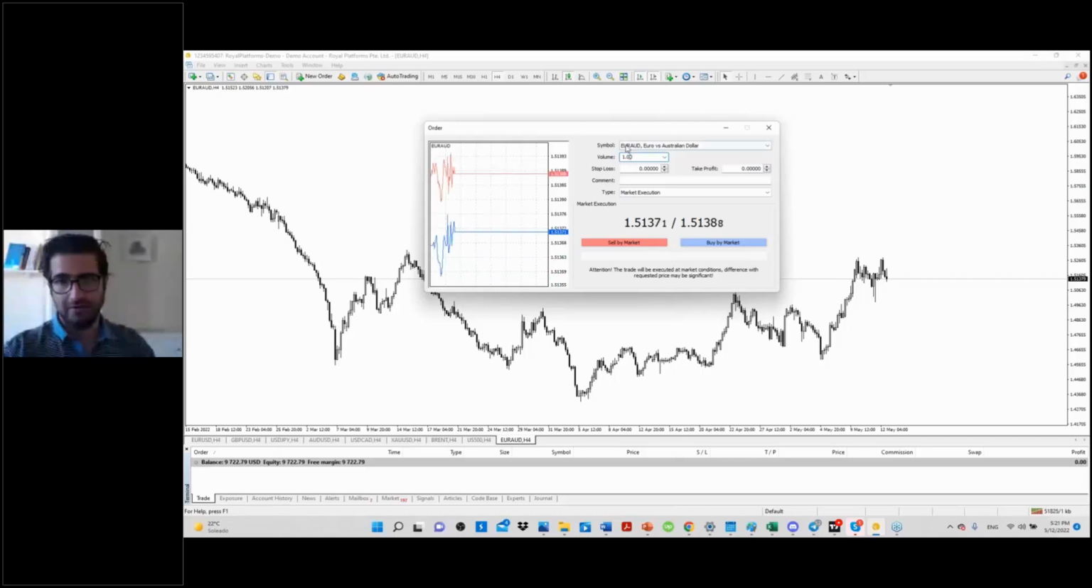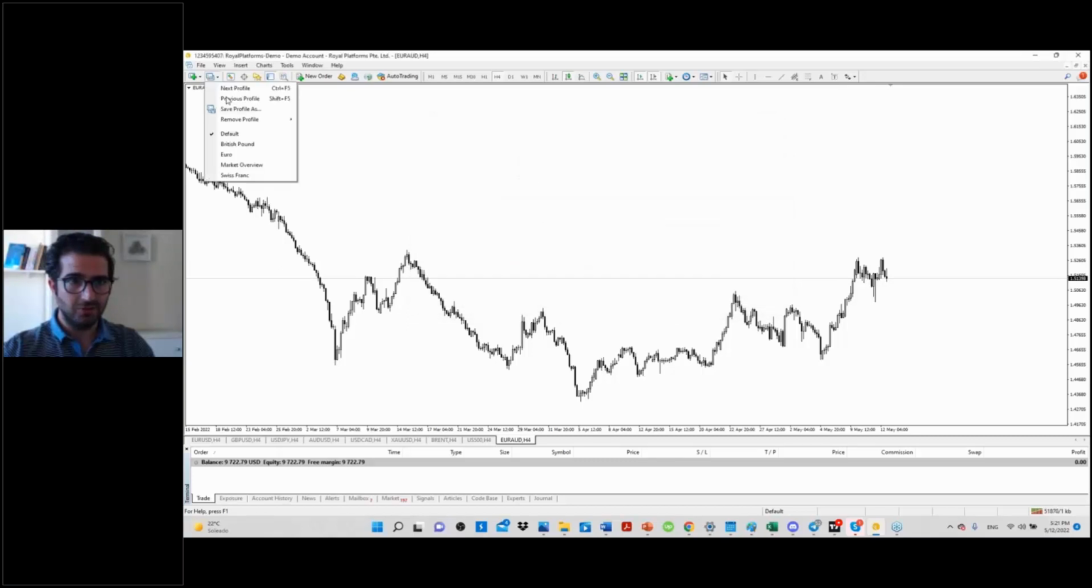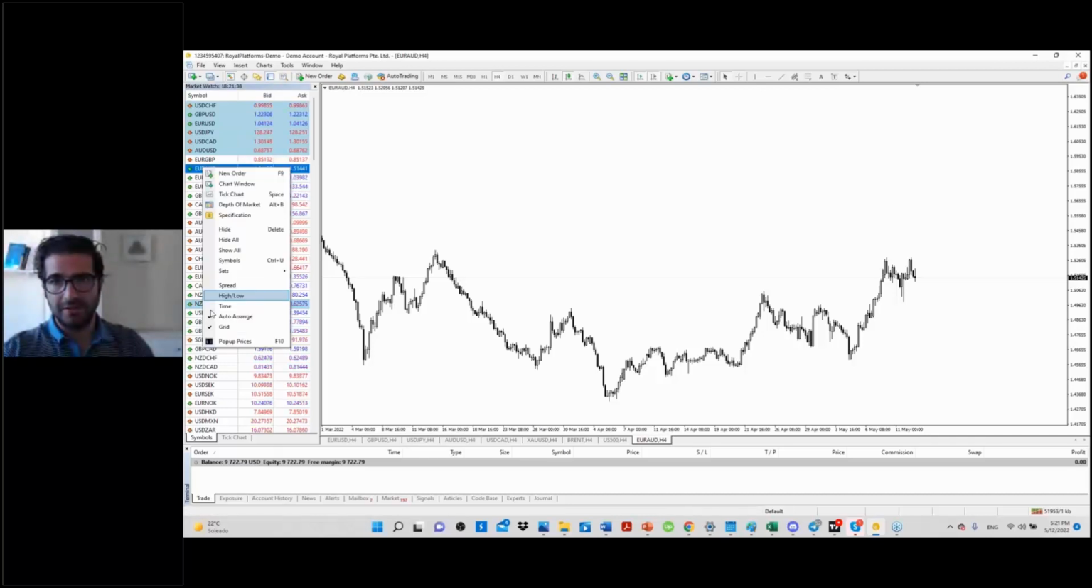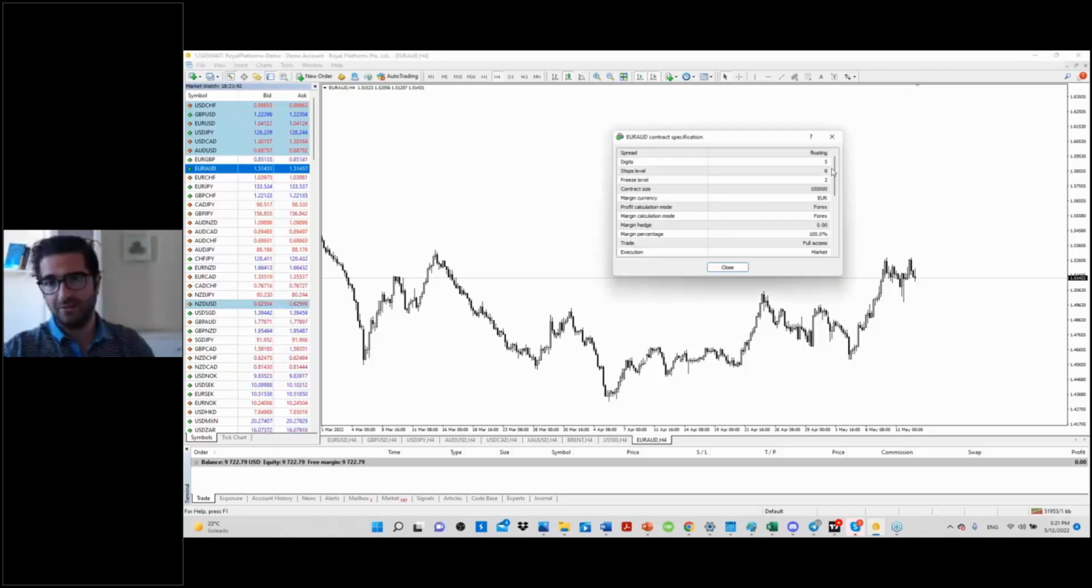Okay, I will show you how you can find this 100,000, to know what the standard lot is, if you have a standard account or a mini account, etc. So let's say Euro AUD, and you would like to know how many units the standard lot has. Right click on Euro AUD, go to Specification, and the contract size is 100,000. So each contract is 100,000 units.